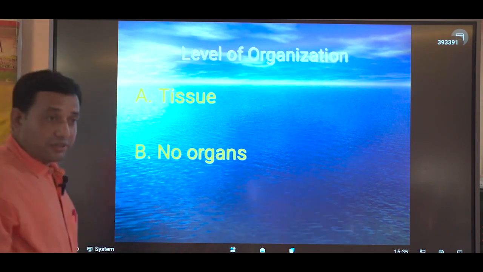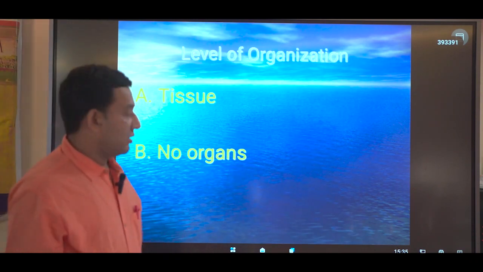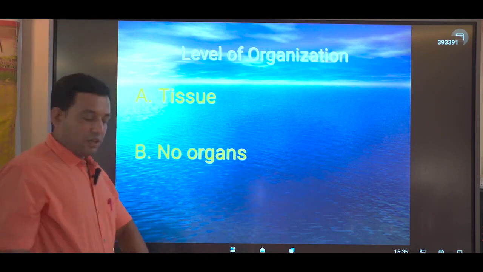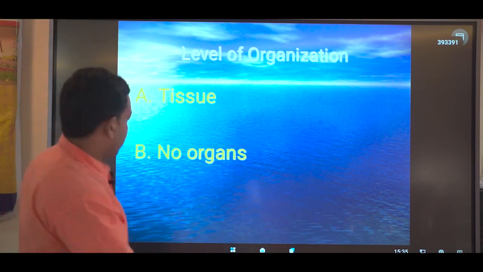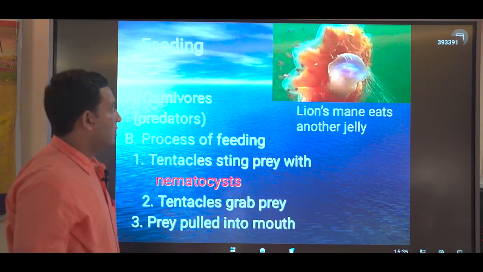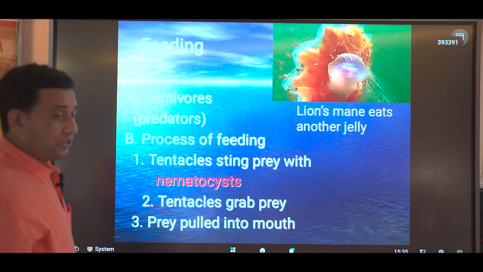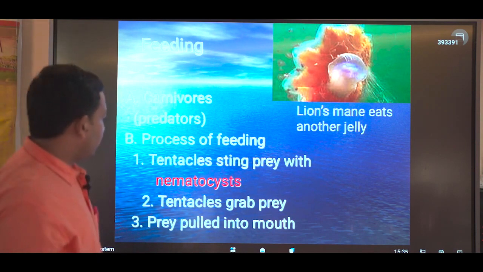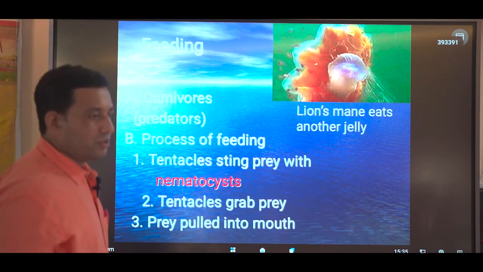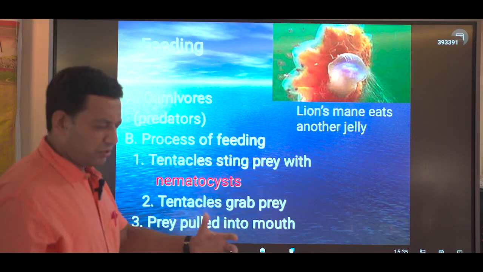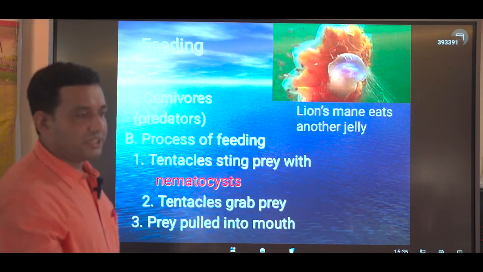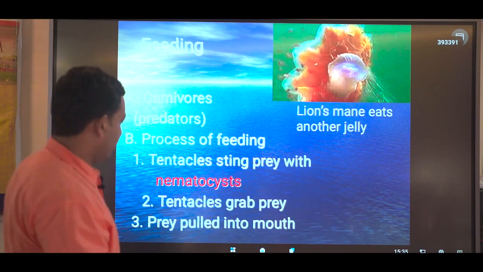Levels of organization: they have tissue level organization, but not organ level organization. There is no organ formation. If you look at the feeding, they are carnivorous with a predatory habit, feeding on microscopic organisms, planktons, nektons, and in some cases small fishes and other aquatic organisms.